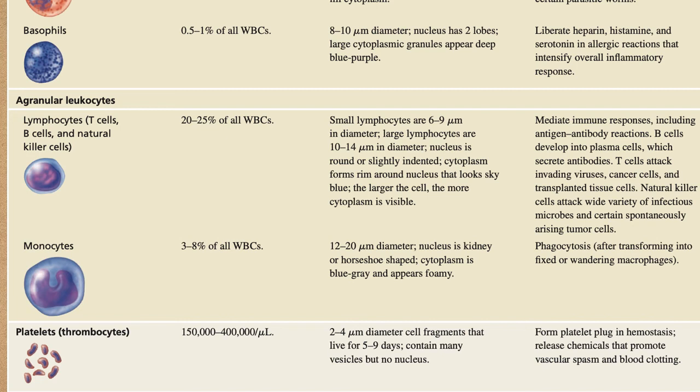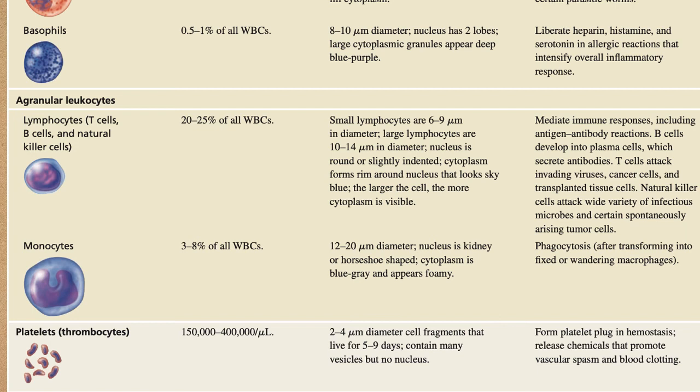The nucleus is kidney or horseshoe shaped. So if I mention a kidney shaped nucleus or horseshoe shaped nucleus, that's for the monocyte. The cytoplasm is blue-gray and appears foamy. The function of this is it engulfs the microorganism. After that, it becomes macrophages.